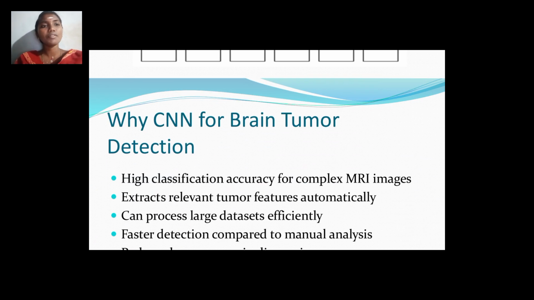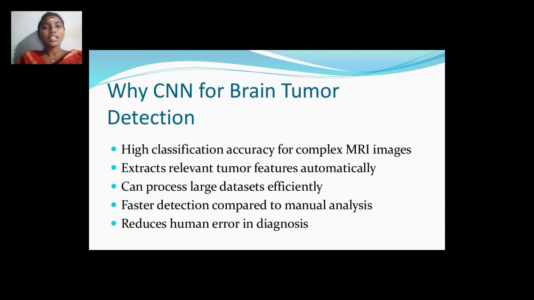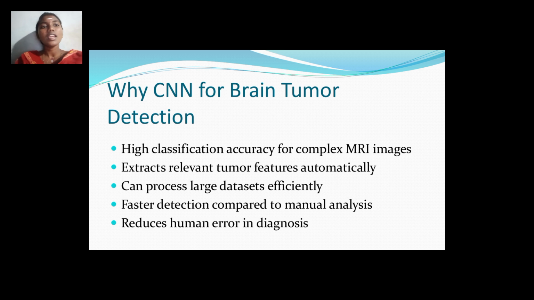And why CNN for brain tumor detection? It gives high classification accuracy. It helps detect tumors from complex MRI images, and it extracts the relevant tumor features automatically, and it processes large data sets efficiently. Next, fast detection compared to manual analysis. Manual analysis is a very long process, but CNN is a short process for detection, and it reduces human error in diagnosis.